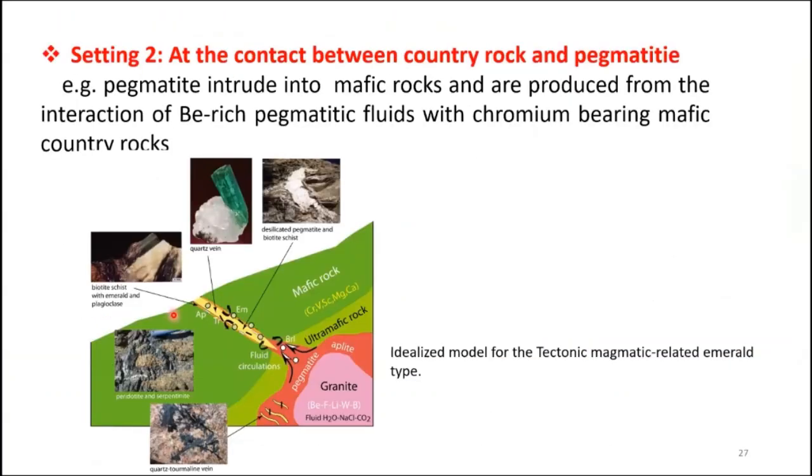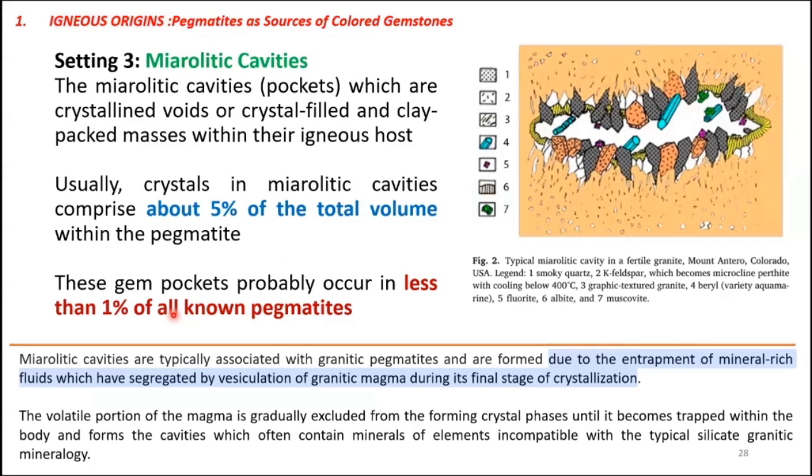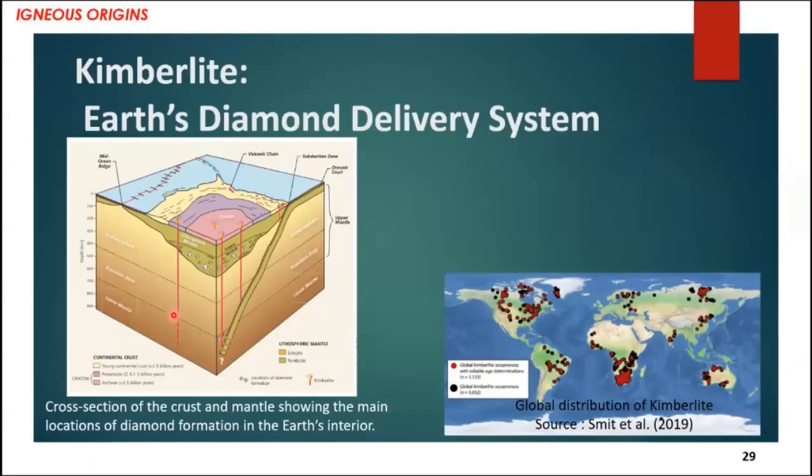So that is what is related to pegmatite: how that particular rock contributes to formation of some gem varieties, and what the available conditions are for formation of these rare gem varieties associated with pegmatite. So next we will briefly discuss the role of kimberlite. That is also a type of igneous rock.